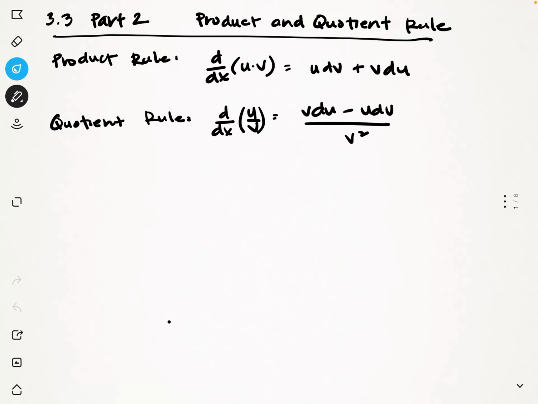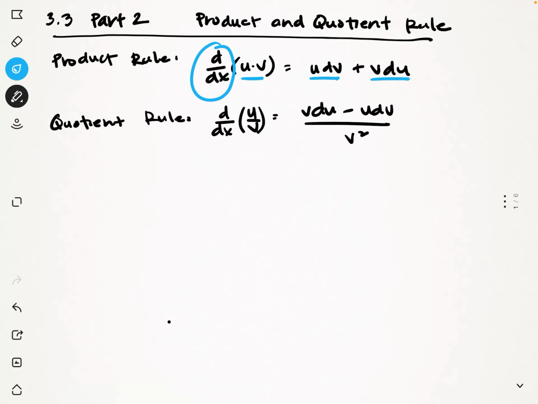So the product rule applies for finding the derivative with respect to x of two things that are multiplied together. What it's going to look like is we're going to have the u times the derivative of the v plus v times the derivative of the u, dv plus v du. Pretty straightforward, and you're going to see how it works out in a second when we do the examples.